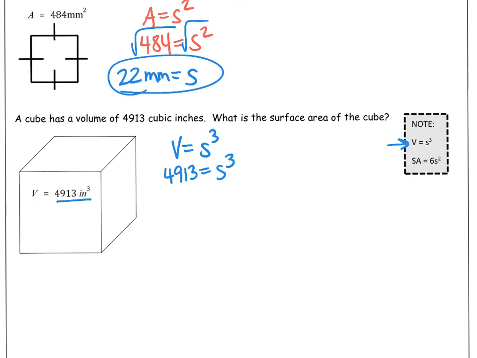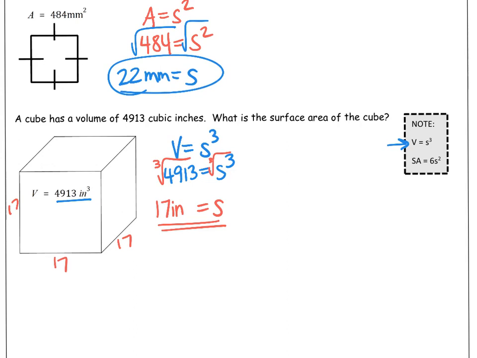So again, it doesn't say I have to use prime factors, so let's just use the math. So s cubed, to undo a cube, you cube root it. So I'm going to cube root 4,913. Okay, so put that into your calculator. If you don't know how to do a cube root, call me over. But that is 17 inches is my side length. So this is a 17 by 17 by 17.